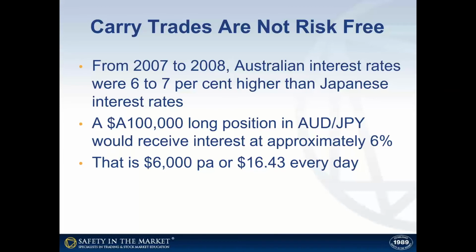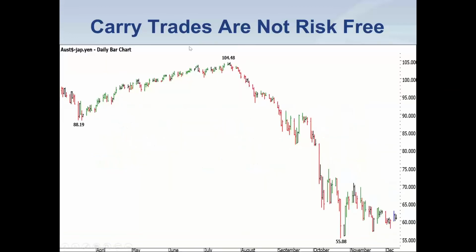Now, I want to stress that carry trades can be a good deal, but they are not risk-free. Let's have a look what happened later in 2008. The Australian dollar against the Japanese yen fell from 104.48 down to 55.08. That's almost 5,000 points. It's basically halved in value.